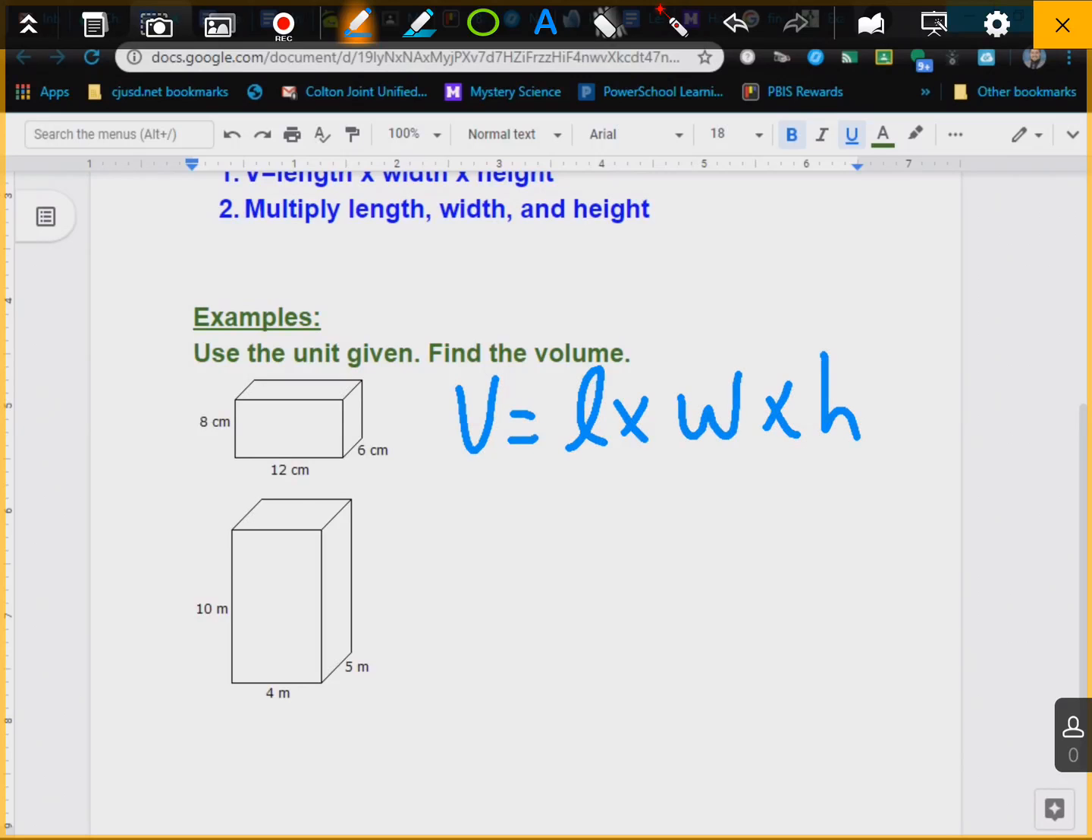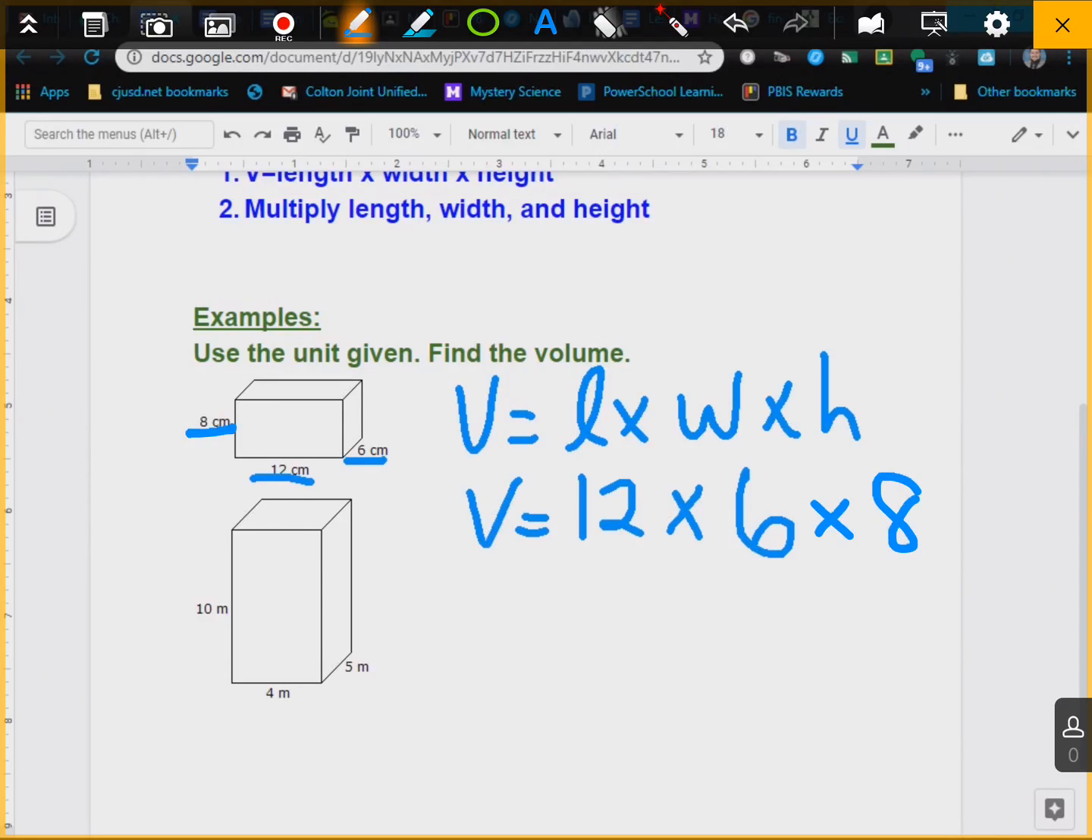So what's the length here? How long is it? Well, it's 12 centimeters. So 12 times, what's the width? 6. The height is 8. So 12 times 6 times 8. Alright. Now, I know 12 times 6 is 72. Then I take 72 and I multiply it by 8.